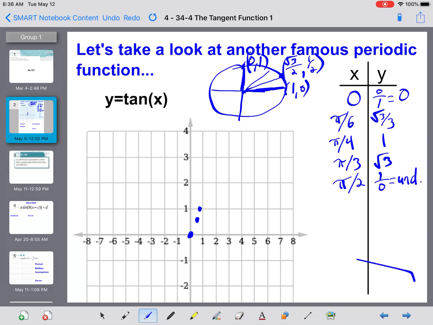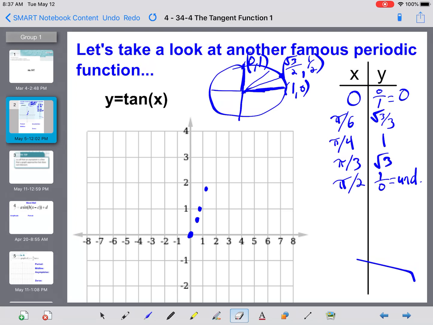And the next point is pi over 3, a little bit over 1, and there we're at root 3. The square root of 3 is 1.7. So a little bit over 1, right about there. We're up at 1.7-ish there. Now look, the next value we have is at pi over 2.